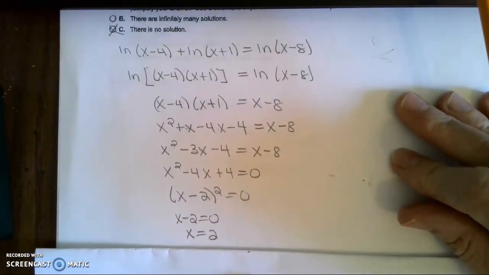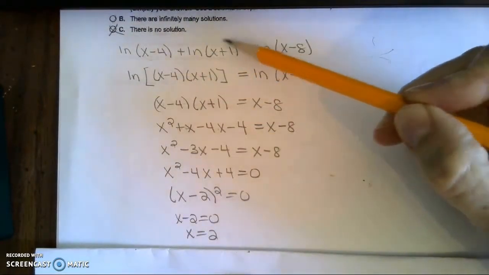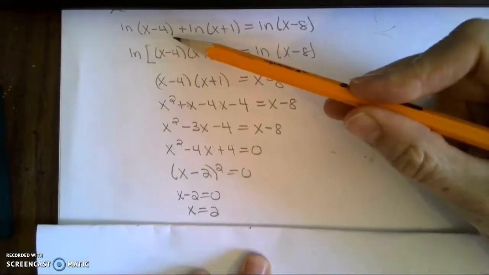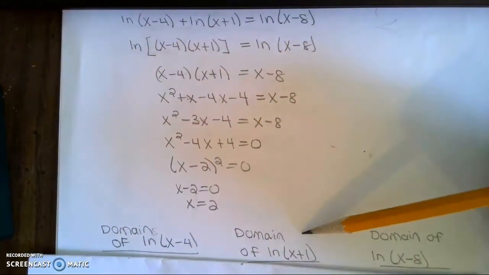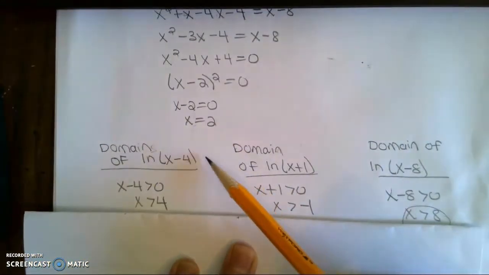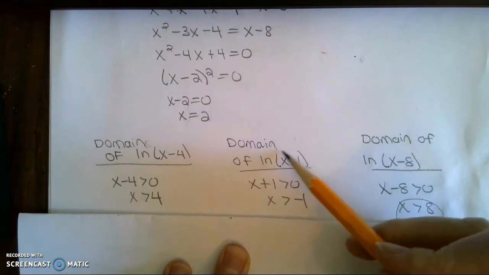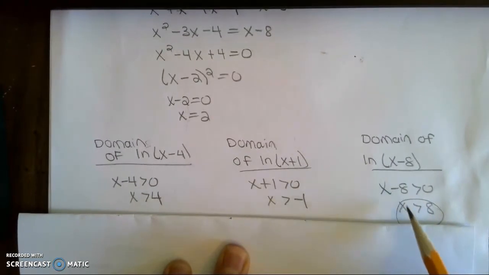So going back to the original problem here, we have to make sure that this quantity is positive, this quantity is positive, and this quantity is positive, because for logs, these cannot be negative at all. Okay, so down here at the bottom, here's the first one, and then here's the second one, and here's the third one. Okay, so let's go through these. So again, this must be positive. X minus 4 must be positive, which means x must be more than 4. This must be positive, so that means x must be more than negative 1. And then this must be positive, so that means x must be greater than 8. To satisfy all of these, I would have to say x has to be greater than 8.